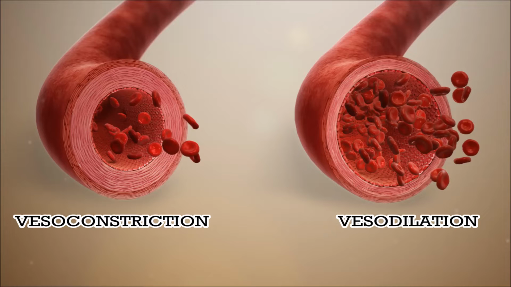Friends, when blood flows inside the arteries and veins, since blood is a liquid, it creates pressure on the walls of the vein and the artery. Whatever pressure the blood creates on the walls of the vein and the artery is called blood pressure. Now, vasodilation and vasoconstriction are two situations.